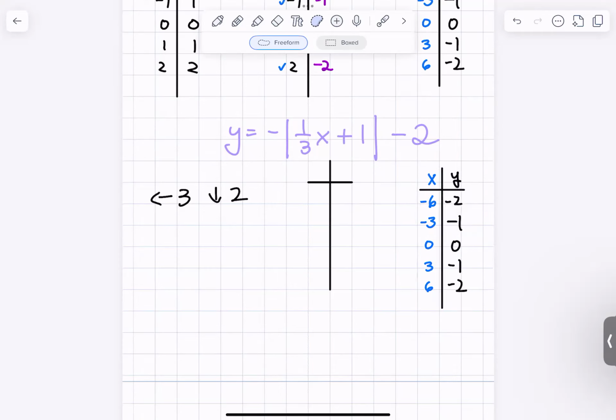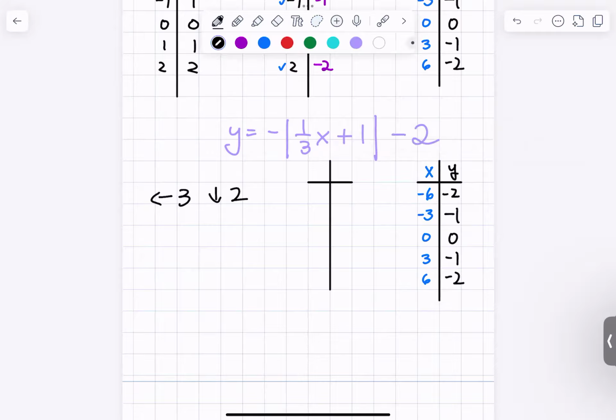So there's my old points, right? What are my x values doing if I go to the left 3? Subtracting 3. So let's do it. -6 minus 3 is -9. -3 minus 3 is -6. 0 minus 3 is -3. 3 minus 3 is 0. 6 minus 3 is 3, right?